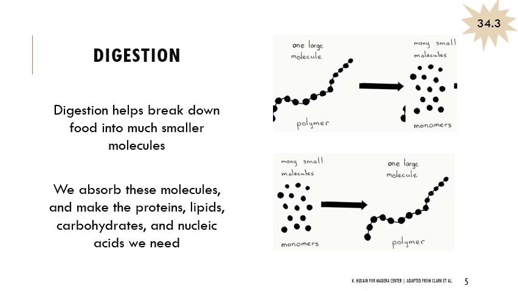We still have to get the stuff into our body, and we still have to absorb it into our cells once it has been broken apart. So we use what we absorb to make proteins, lipids, carbohydrates, nucleic acids, everything that's really making up who we are.